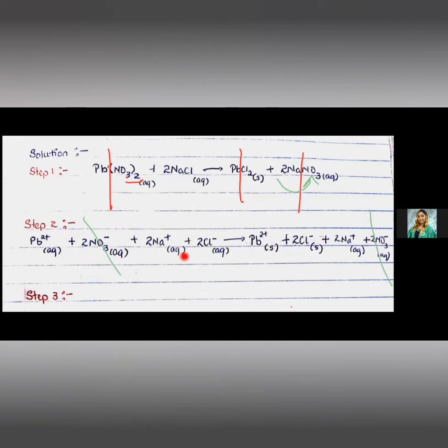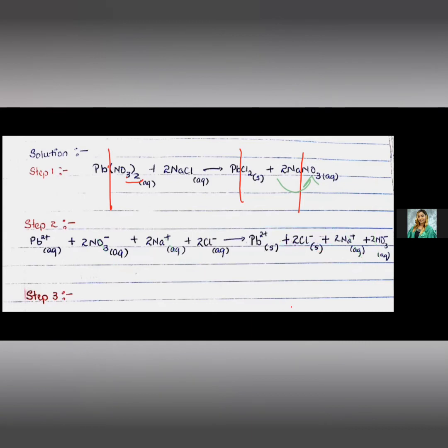2NO3 negative aqueous on the reactant side, 2Na positive aqueous on the product side. Are you changing at all? No. All right, get rid of you too. Check the chlorine: 2Cl negative aqueous, 2Cl negative solid. You're changing, we can't touch you. So we say, all right.